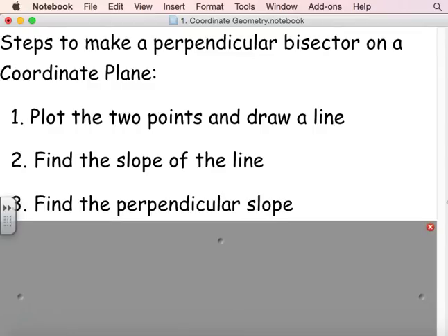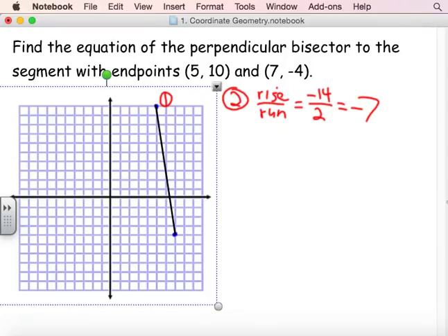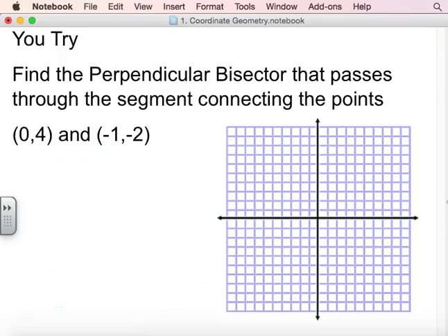Let's look at step 3. Find the perpendicular slope. All right, so now we've got to figure out, well, what's the slope that's perpendicular to that slope? Remember, slopes that are perpendicular are opposite reciprocals. So if the slope is negative 7, we need to do the opposite reciprocal of that. So we're going to make it a positive, and since this is 7/1, we're going to flip it. So we make it positive 1/7. Okay, so that is the slope that is perpendicular to the slope of the line that we've got on our graph right now.